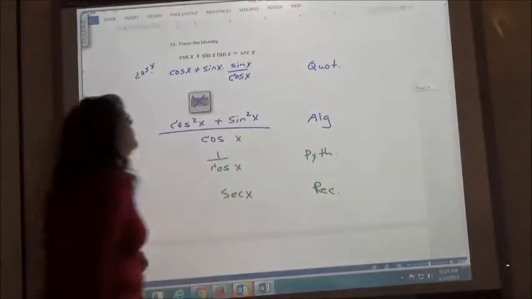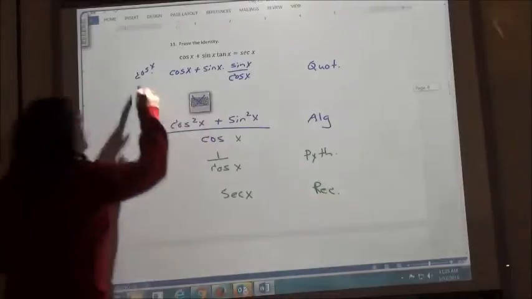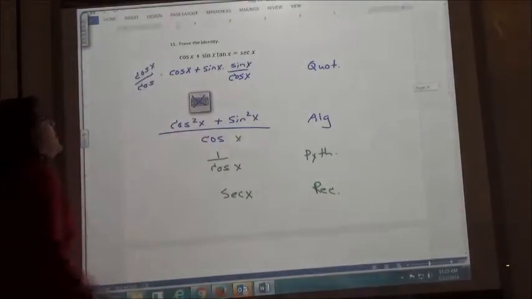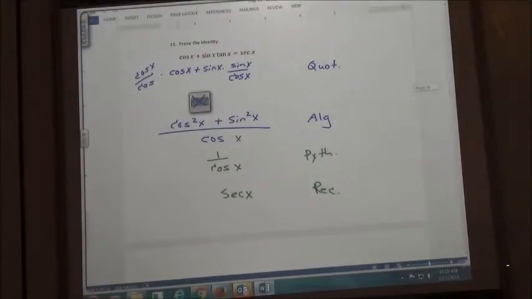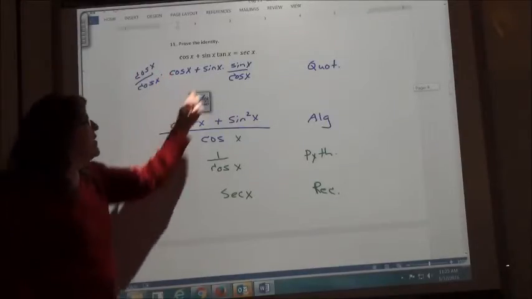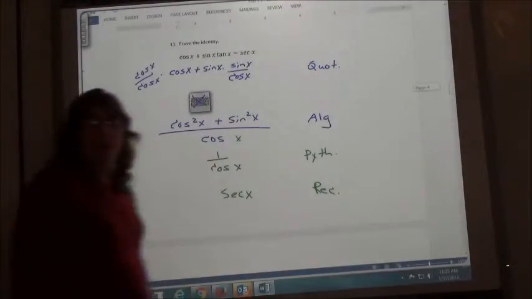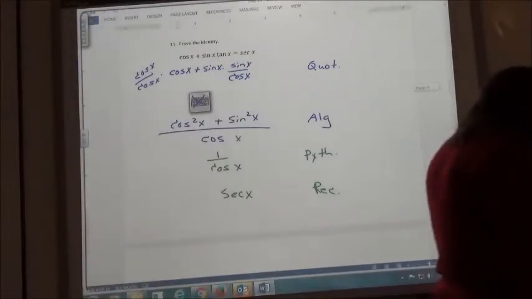Technically, I guess I'm not multiplying by the cosine there. I'm just multiplying here, making my equivalent fraction. I should write it that way, by multiplying by cosine of x over cosine of x. So I get cosine squared of x and sine squared of x over my cosine of x, and have my common denominator. Should probably write it a little better so you know what I'm doing.